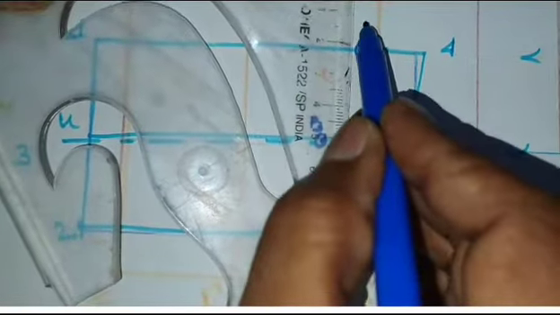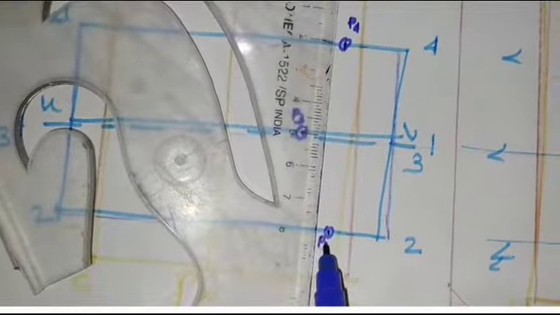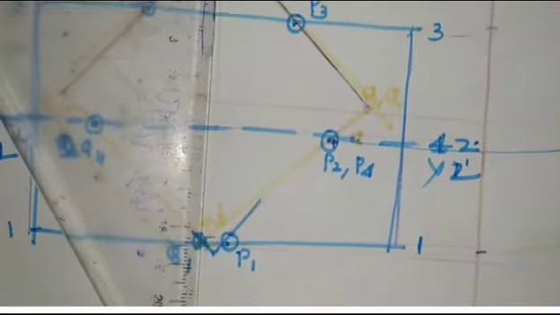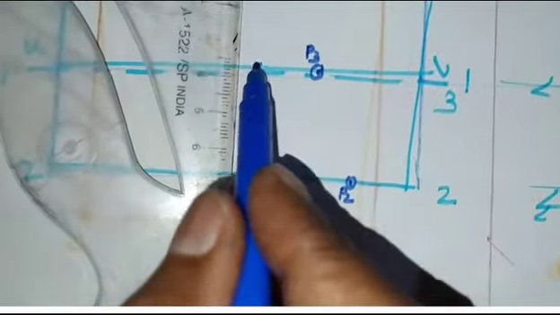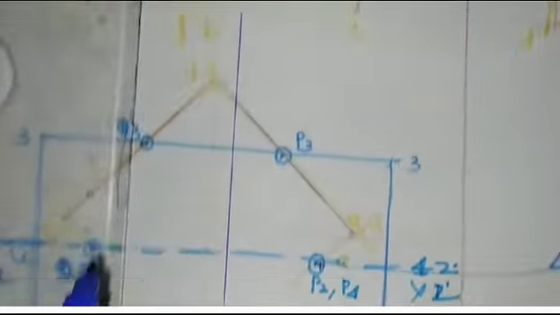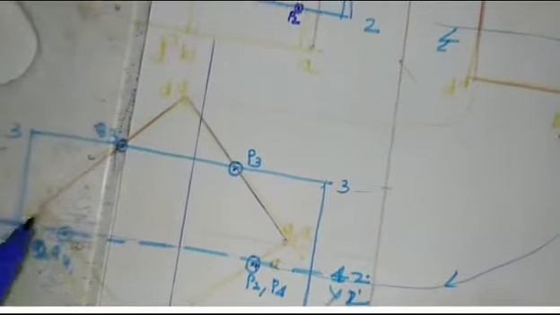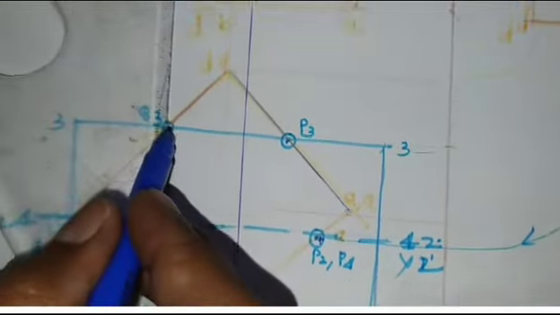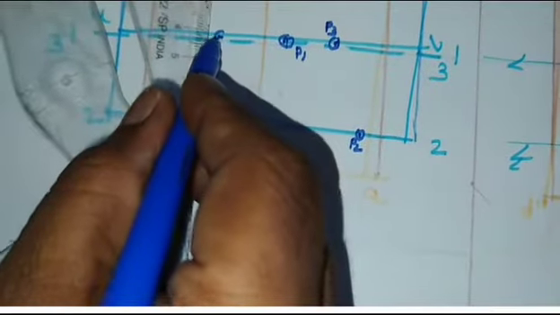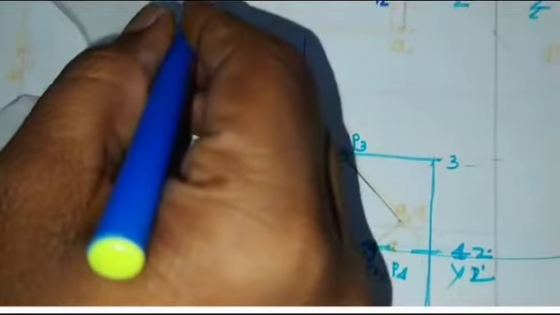Here P4 and P2. Here is, I transfer it where is 1. This is P1. This is Q3. Q3 on 3, 3. This is Q2 and Q4. I will transfer it here.